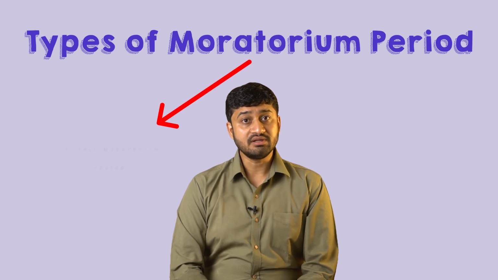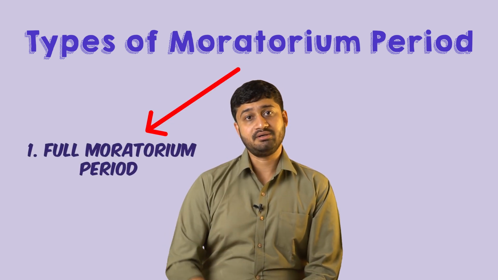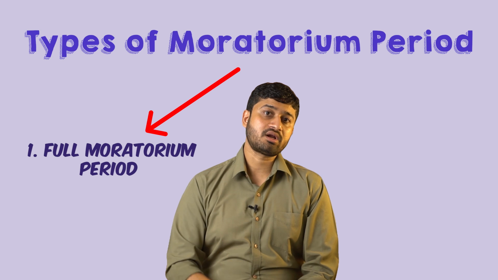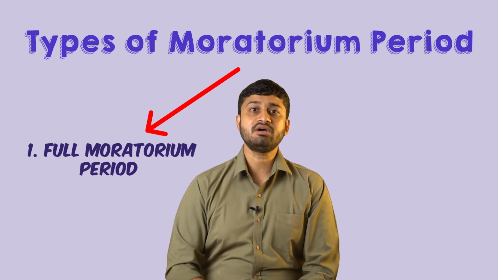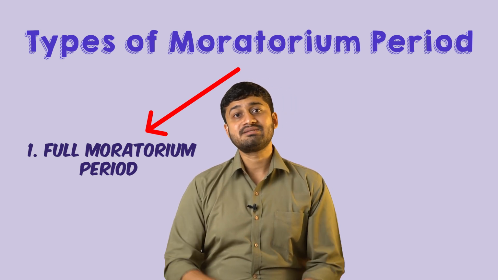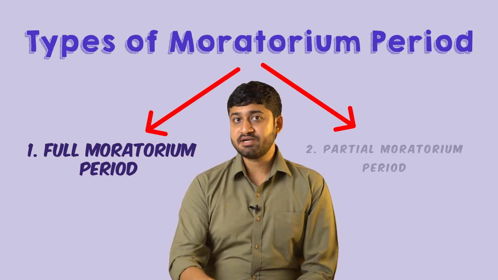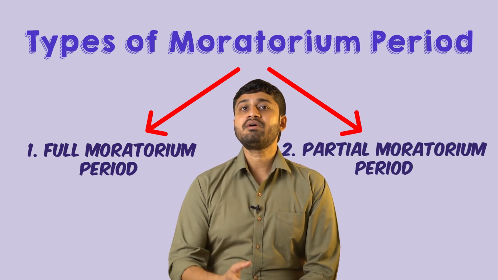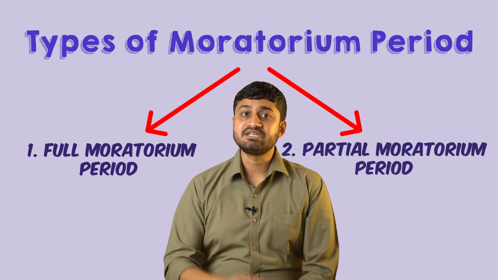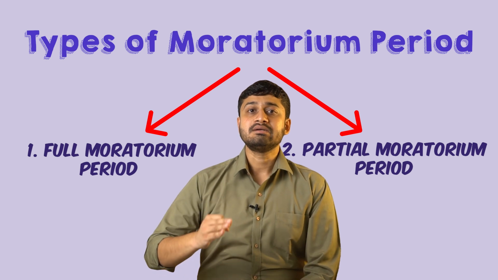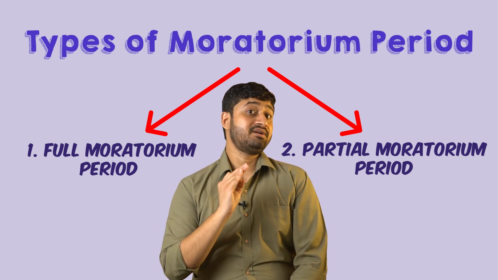Further, there are two types of moratorium period. Number one, full moratorium period, where borrowers are not required to pay anything during the course of their study period plus 6 to 12 months. Number two, partial moratorium period, where borrowers are not required to pay the principal amount but have to pay the partial simple interest or simple interest itself.